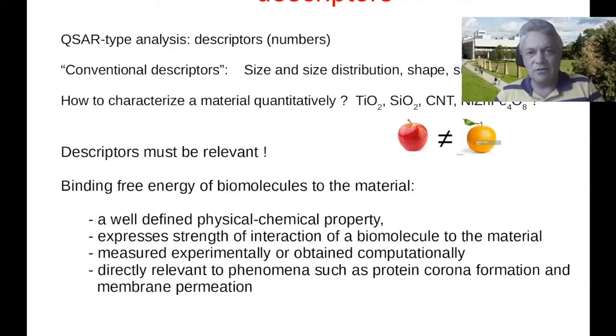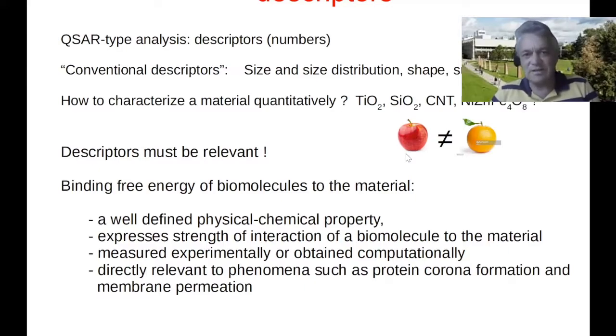And how to choose such molecular descriptors which are predictive of the molecular initiating event? If you aim at QSAR type of analysis, then descriptors are numbers, and such parameters of a nanoparticle as size distribution and shape can be expressed in numbers. But how to characterize the material quantitatively? Because we have very different nanoparticles, which can be carbon-based, metal oxides, advanced ceramics, and so on. It's like comparing apples and oranges. So such descriptors need to be relevant.